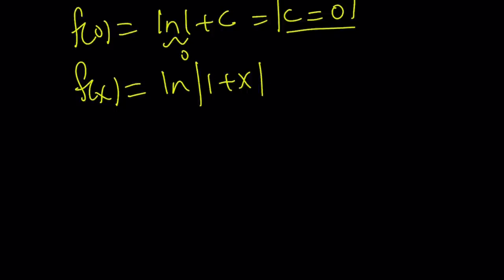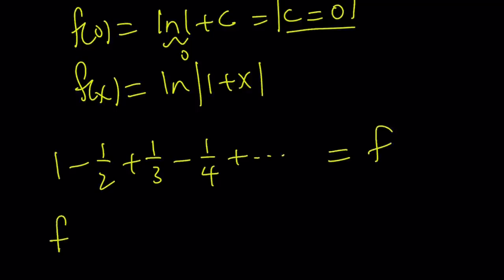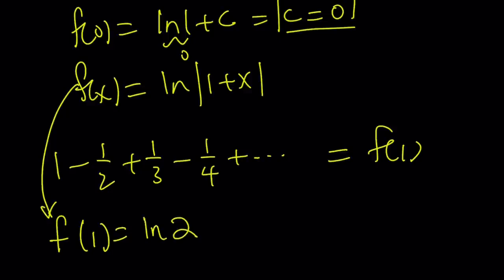Now remember, to evaluate our expression, I was supposed to replace x with 1 in f of x. In other words, this is equal to f of 1. And f of 1 from here is ln of 1 plus 1, which is ln 2. So this sum actually converges to ln 2.